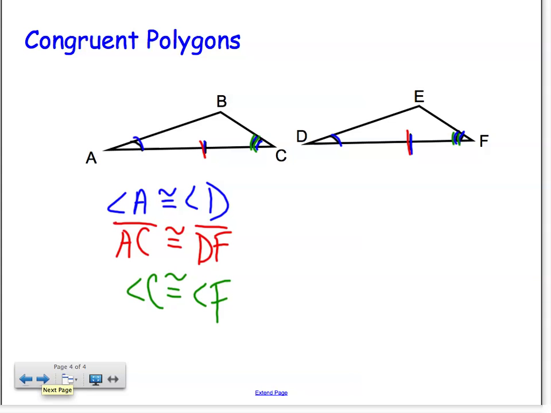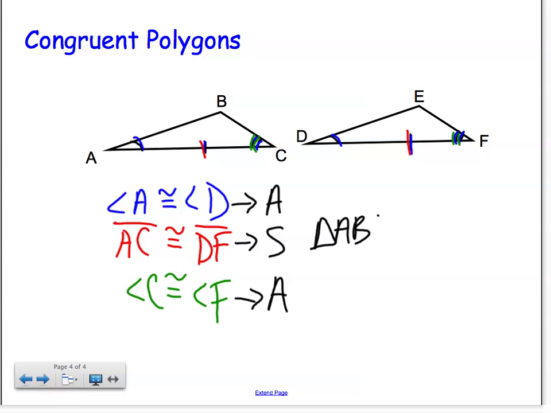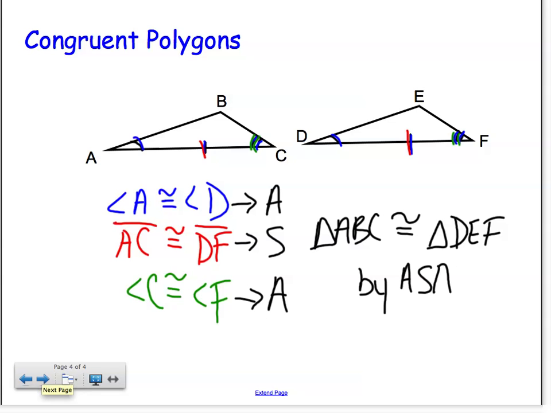Now I need to go through and label these. I see that this one was an angle, this one was a side, and this one was an angle. So my triangle ABC was congruent to triangle DEF by angle, side, angle.